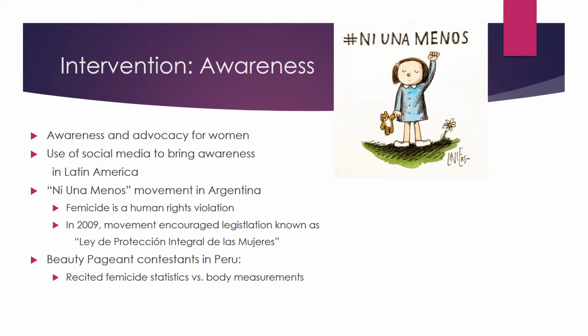The target population for an intervention is women. One method of intervention is through awareness and advocacy for women. For example, the use of social media to bring awareness in Latin America has been effective. The movement Ni Una Menos began with a hashtag in Argentina to declare that femicide is a human rights violation and to bring awareness to the number of femicides occurring in the country. As a result, in 2009, this movement encouraged legislation known as the Ley de Protección Integral de las Mujeres and continues to push for protection for women at risk.